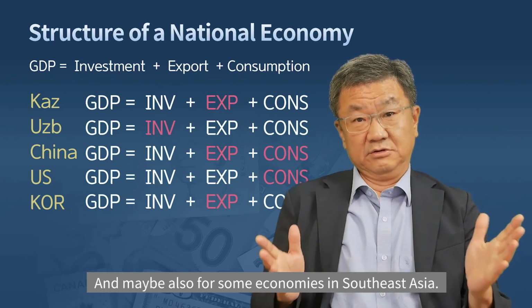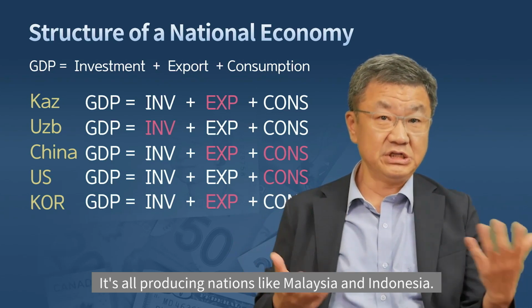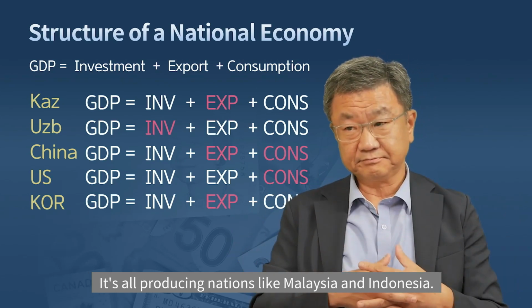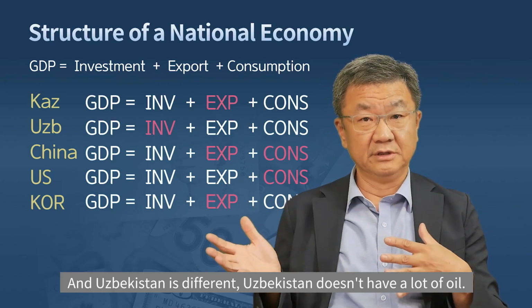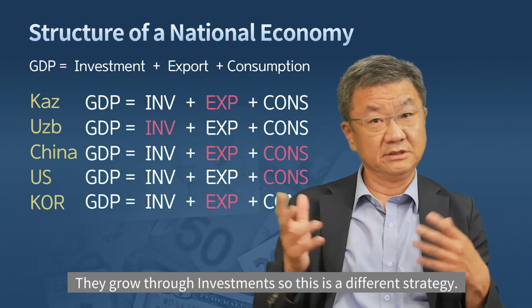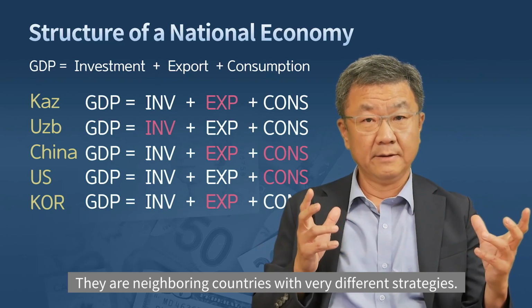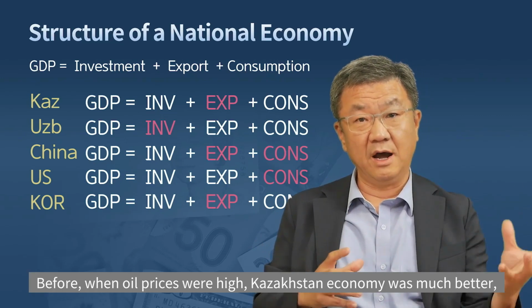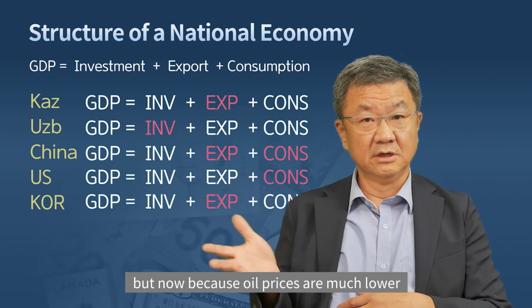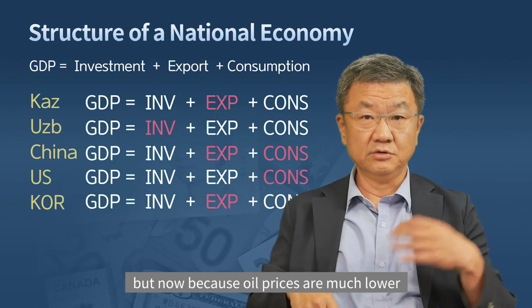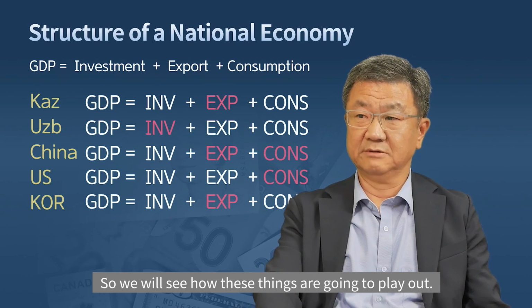And maybe also for some economies in Southeast Asia, it's oil-producing nations like Malaysia and Indonesia. And Uzbekistan is different. Uzbekistan doesn't have a lot of oil. They grew through investments. So this is a different strategy. They're neighboring countries with very different strategies. Before, when oil prices were high, the Kazakh economy was much better. But now, because oil prices are much lower, the Uzbek economy is doing much better. So we will see how these things are going to play out.